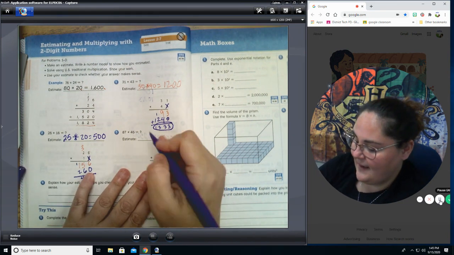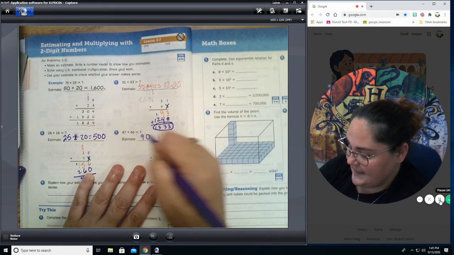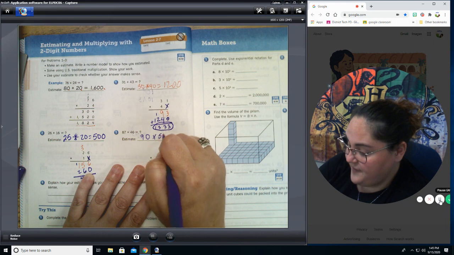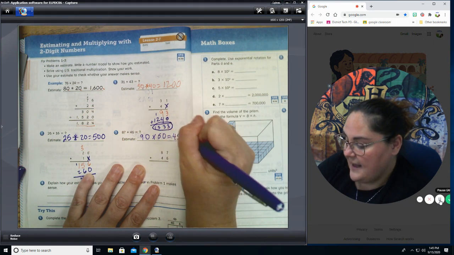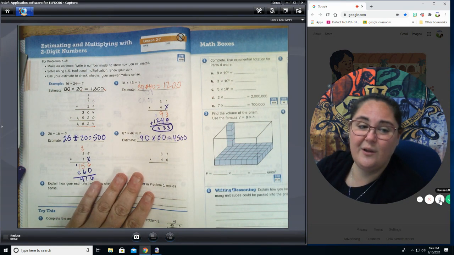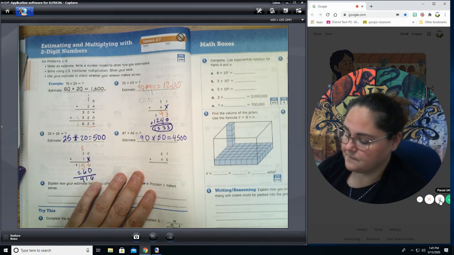My estimate, the way that I would estimate this is I would say 90 times 50, because that's close enough. 9 times 5 is 45. Add my 2 zeros. That means my answer is going to be close to 4,500.